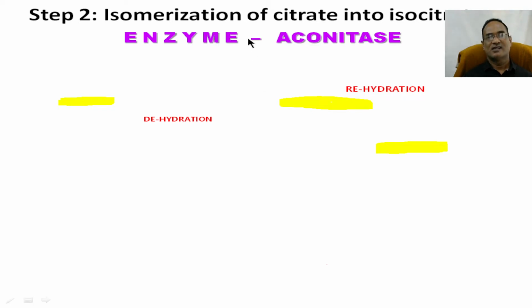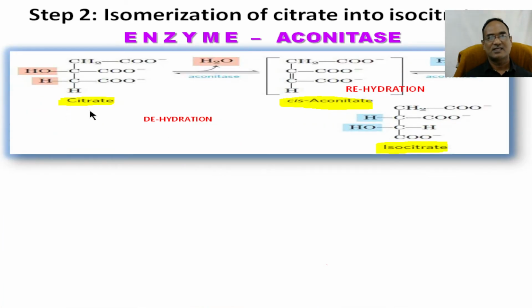Isomerization means there is no change in the composition, but one dehydration and one rehydration. Here we are taking out one water, and here one water is included. So the chemical bond will differ from citrate to isocitrate. Here one hydrogen is removed from this chemical compound, and here one more water molecule is included. So the chemical bond will differ from citrate.